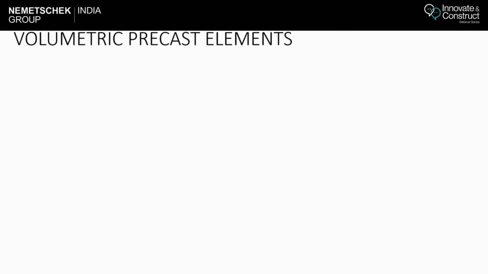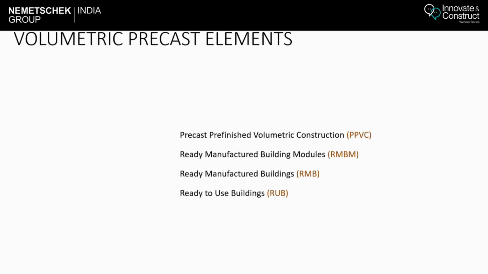Volumetric precast elements are sometimes called PPVC, RMBM, RMB, or RUB. More or less the logic is the same, that instead of creating one beam, one column, or one slab wall, it can be done in 3D. So this is basically precast, pre-finished volumetric construction. That's how it is called.